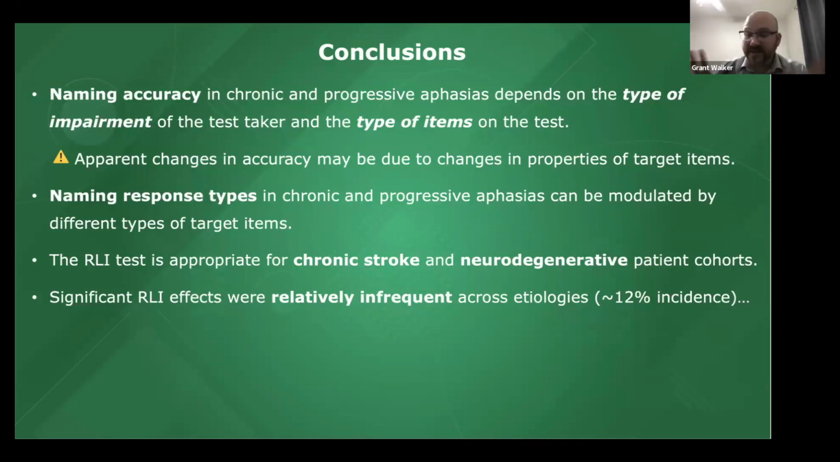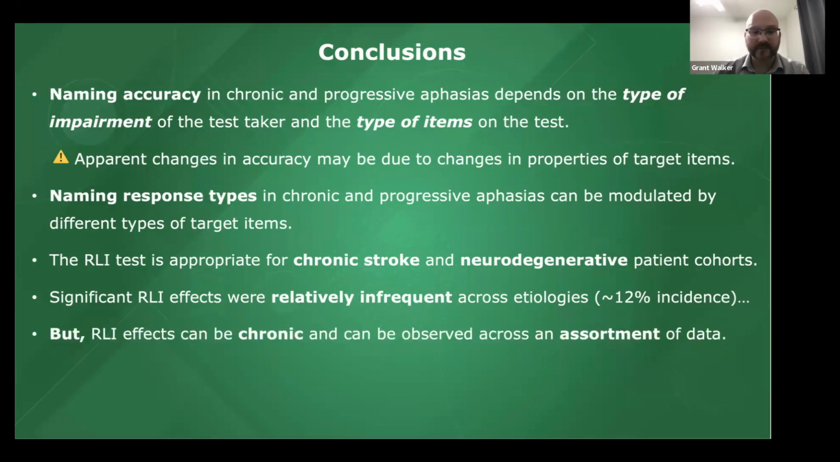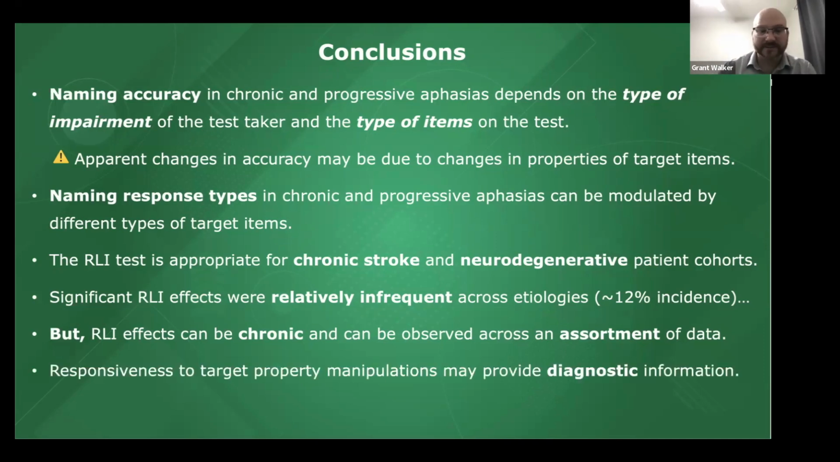So, as I mentioned, most of the time this unidimensional model works. When you have a stroke, these strokes don't respect these functional boundaries very well, so they hit both networks. But every now and then, about 12% in both cohorts, we find these folks who clearly have a problem with one type of naming item more than another. And these, as I mentioned, are chronic and observed across an assortment of data. So it's not just picture naming. This is a core feature of the aphasia.